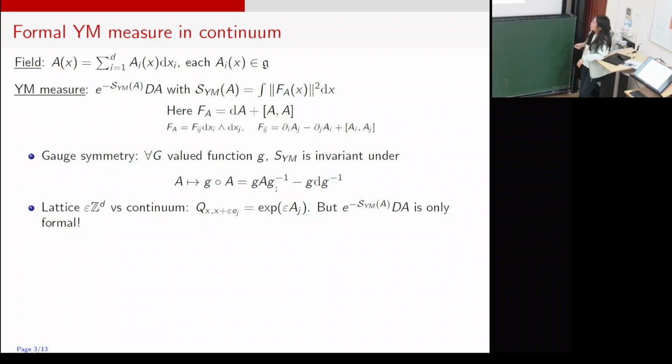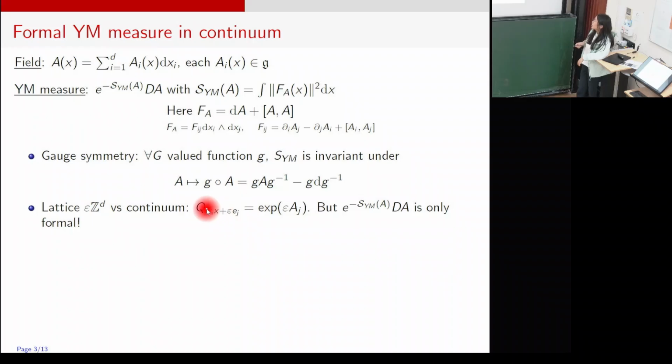And the relation between this continuum Yang-Mills measure and the discrete lattice Yang-Mills field is given, as I just mentioned, by using the exponential map. So if we consider e_j as the coordinate basis in Euclidean space, we consider this as our Q component, and we can relate it to the A component by using this exponential map.